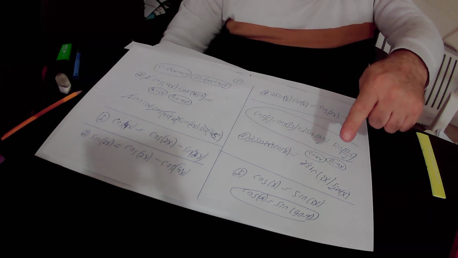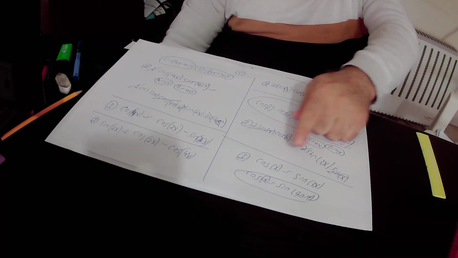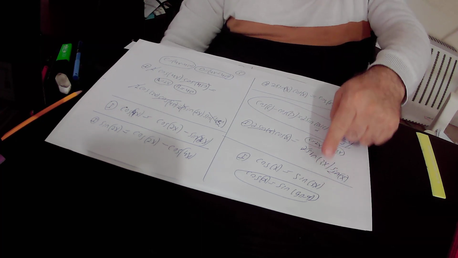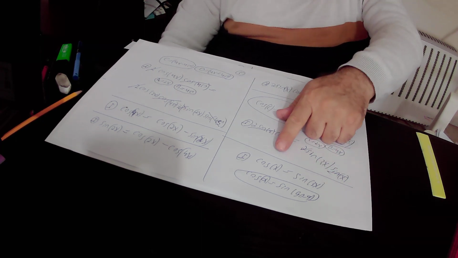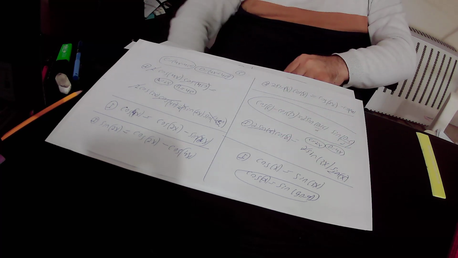It means that we use the trigonometric identity that cosine alpha equals sine 90 degrees minus alpha. So according to this trigonometric identity, cosine x will be equal to sine 90 degrees minus x.